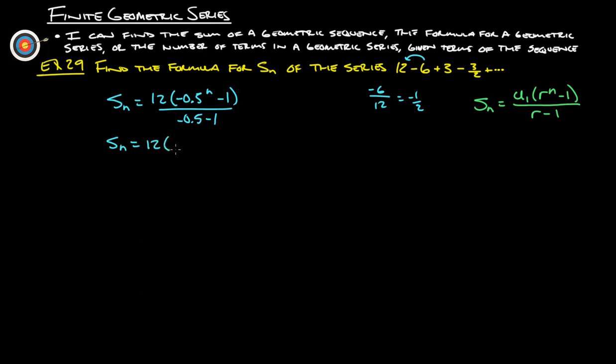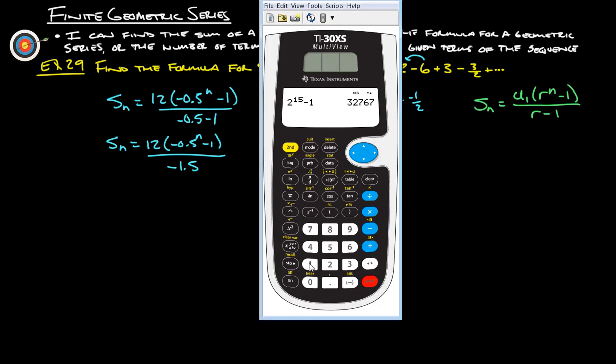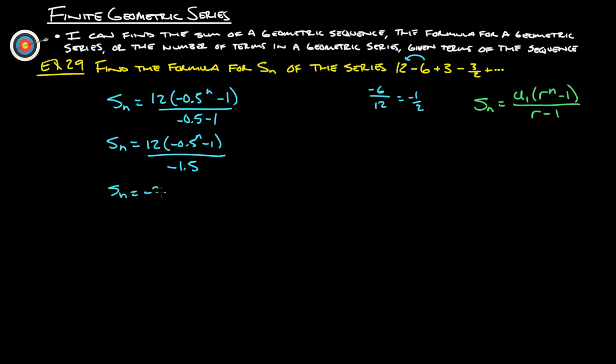12 times negative 0.5 to the n, minus 1, all over negative 0.5 minus 1, which is negative 1.5, right? So really all we're going to do is simplify this by doing 12 divided by negative 1.5. And that gives us negative 8 in this case. So we get S of n equals negative 8 times negative 0.5 to the n minus 1.